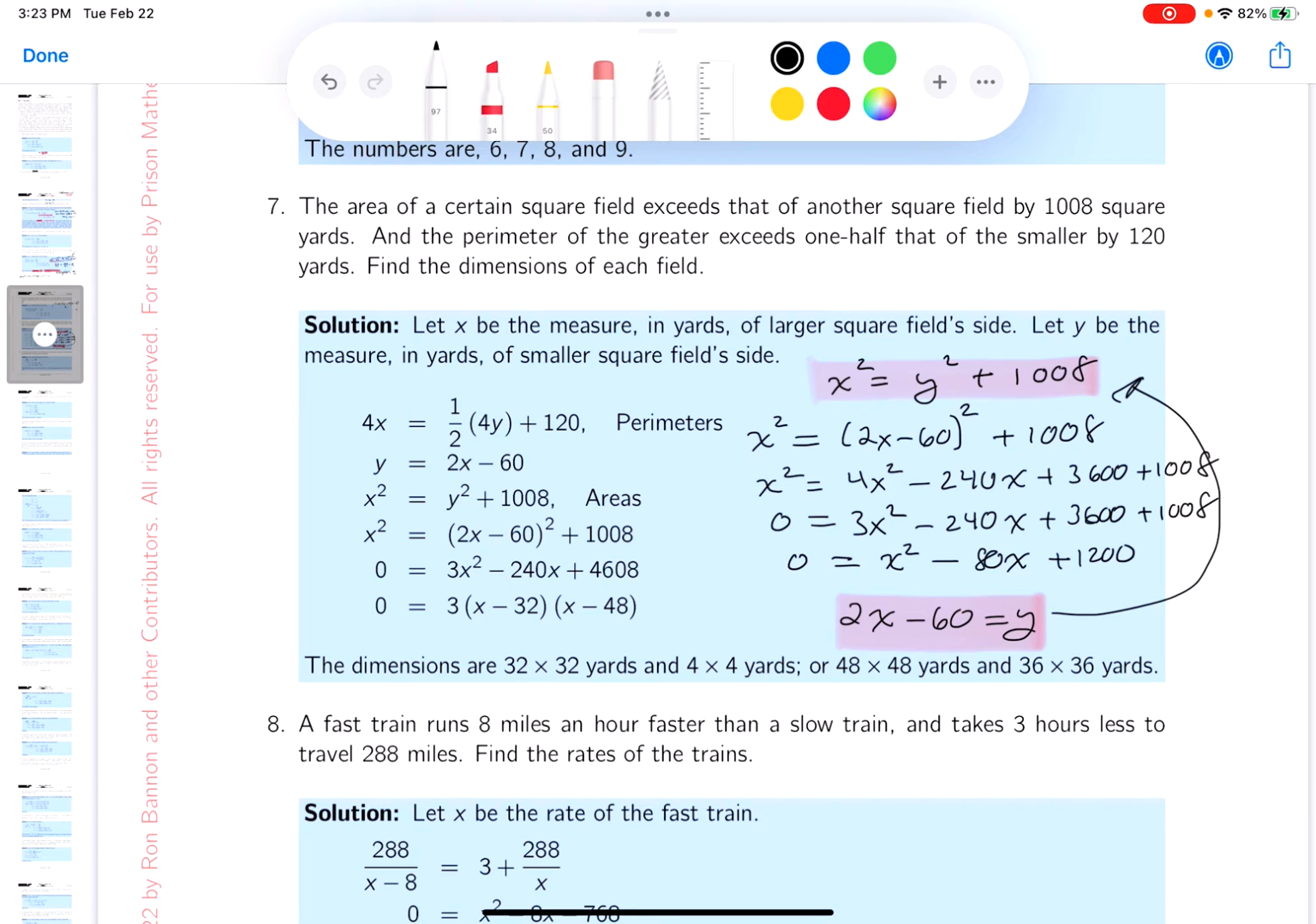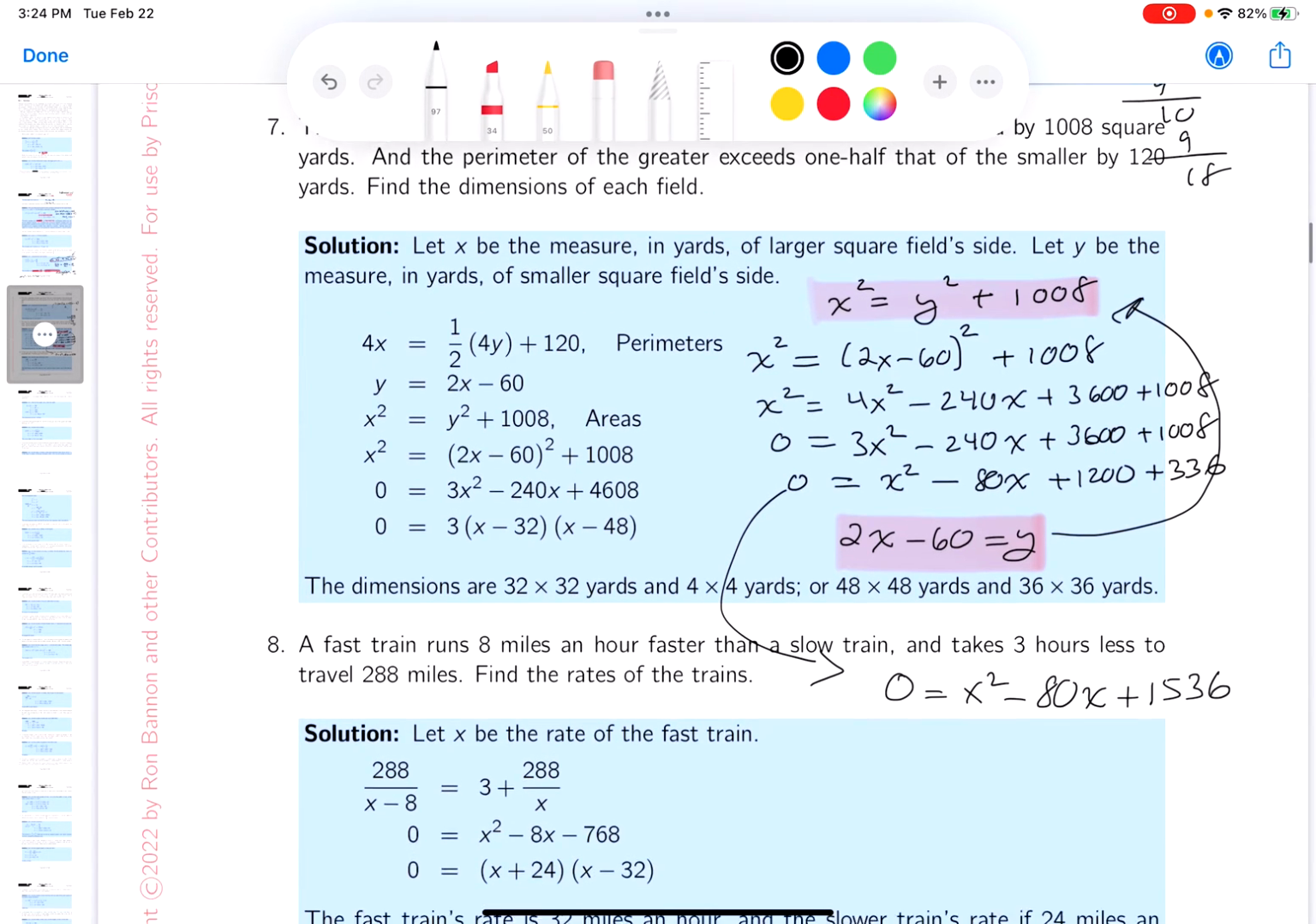Now, I know 1,008 over 3 because the sum of the digits is 9, and 9 over 3. So let's write this down for you. 1,008 divided by 3, that would be 336. All right, I want to keep going. Bringing it over here, this is going to be 0 equals x squared minus 80x, and then what do you get? You get 1,536.